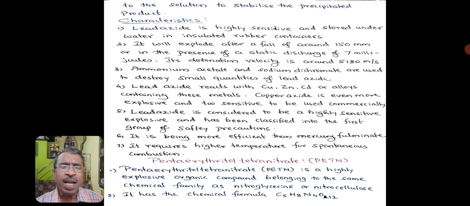Now coming to another explosive material called pentaerythritol tetranitrate, commonly abbreviated as PETN. Pentaerythritol tetranitrate is a highly explosive organic compound belonging to the same chemical family as nitroglycerin or nitrocellulose. It has the chemical formula C5H8N4O12.